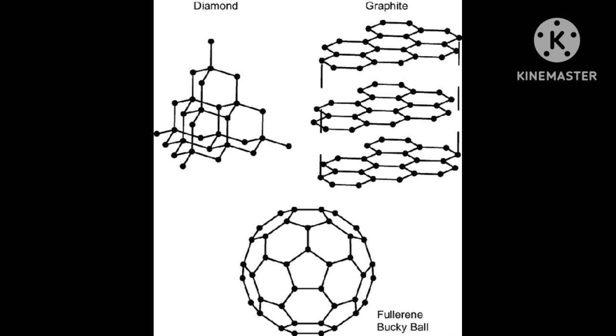The carbon-carbon bond length is, remember always, 154 picometer. The structure extends in space and produces a rigid three-dimensional network of carbon atoms.